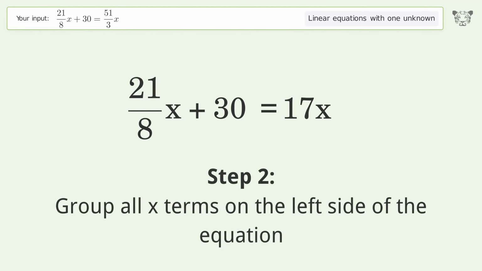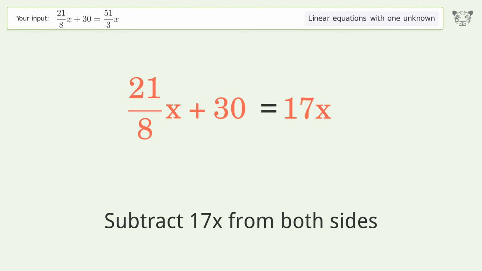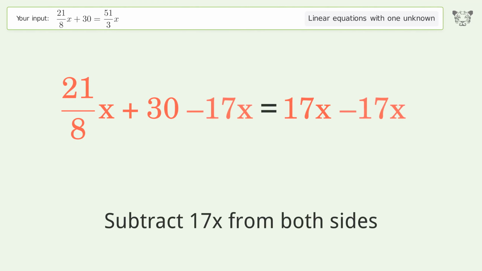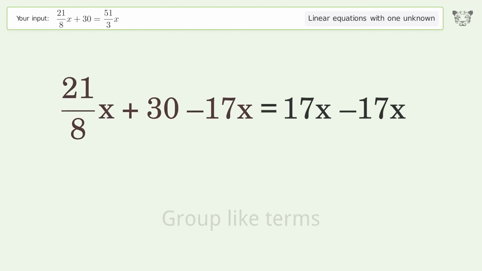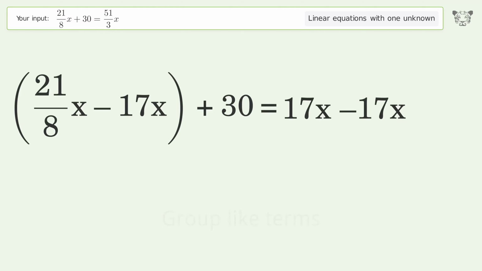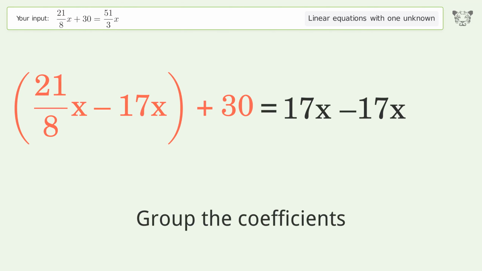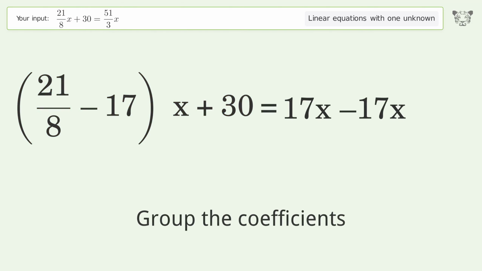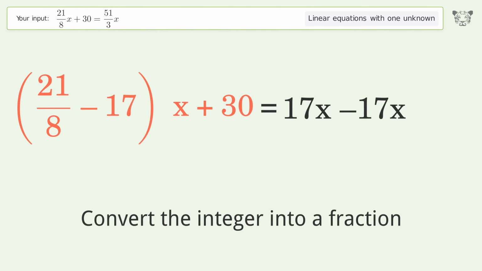Group all x terms on the left side of the equation. Subtract 17x from both sides. Group like terms. Group the coefficients. Convert the integer into a fraction.